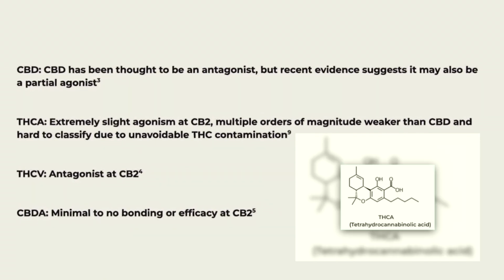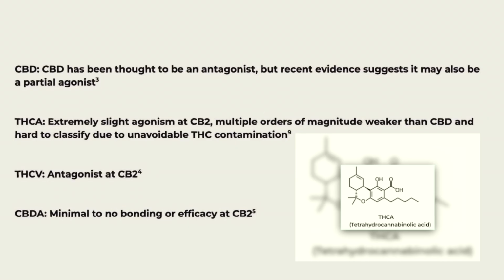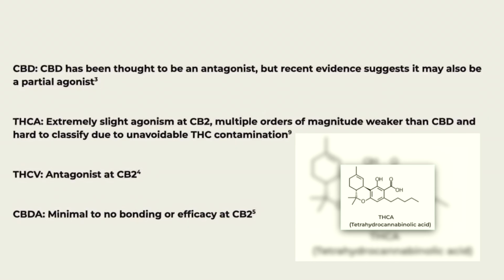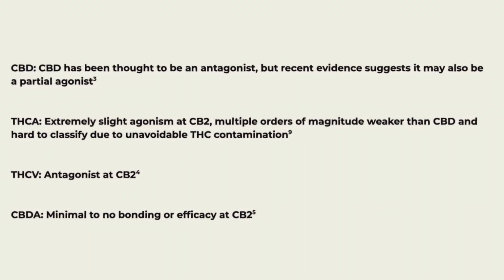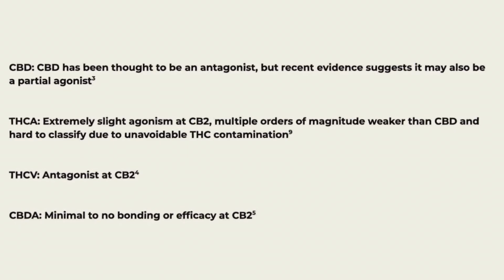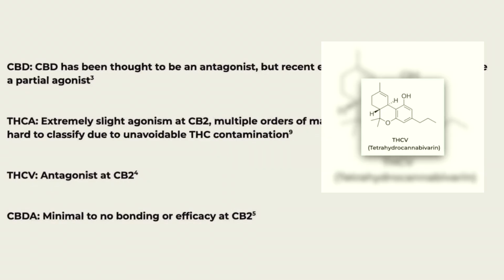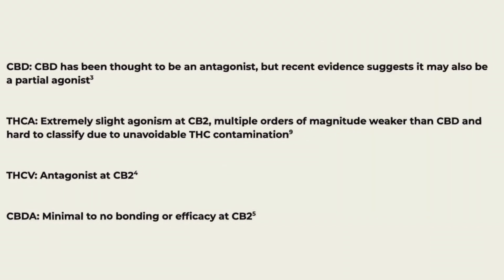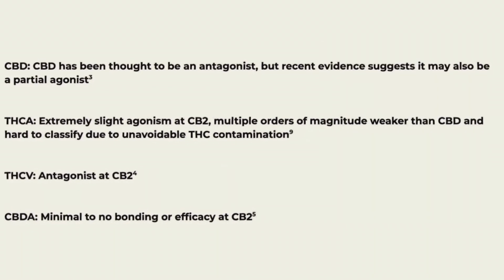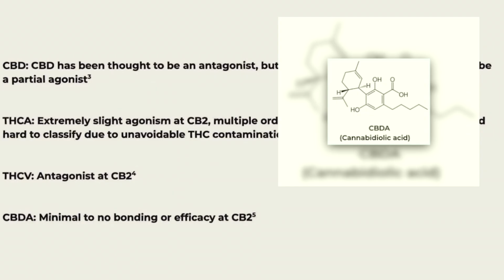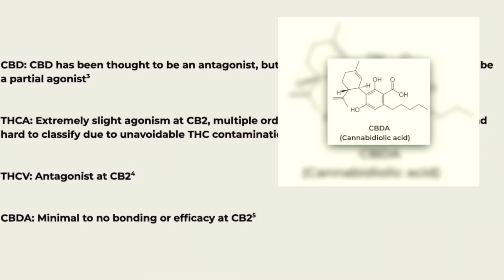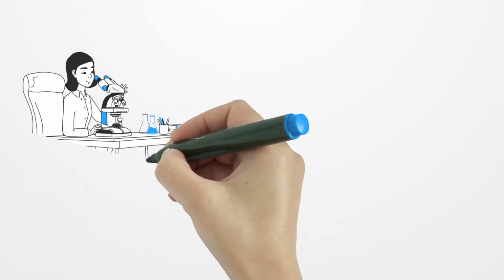Now THCA. It has extremely slight agonist activity at the CB2 receptor, and again is weaker than CBD. Similarly, as mentioned earlier, it is difficult to classify its activity at this receptor due to the unavoidable presence of THC contamination in many samples. Then we have THCV, which is a compound that acts as an antagonist at the CB2 receptor. However, it may also act as a partial agonist. Finally, there is CBDA, which has minimal to no bonding or efficacy at the CB2 receptor.